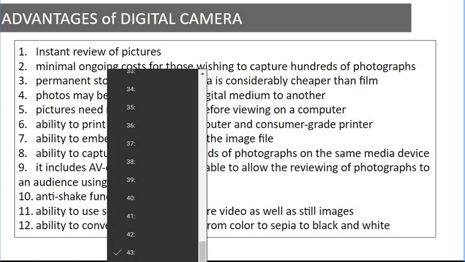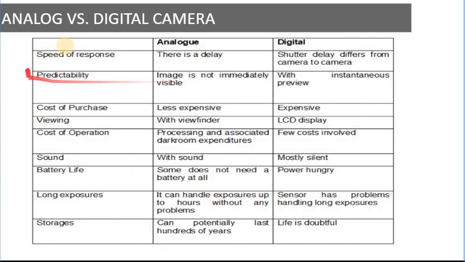Then, next slide tayo. Yan. Analog versus digital. I-compare natin. Ang analog camera, there is a delay. In the speed of response, in analog camera, there is a delay. In digital, shutter delay differs from camera to camera. So, predictability, image is not immediately visible.